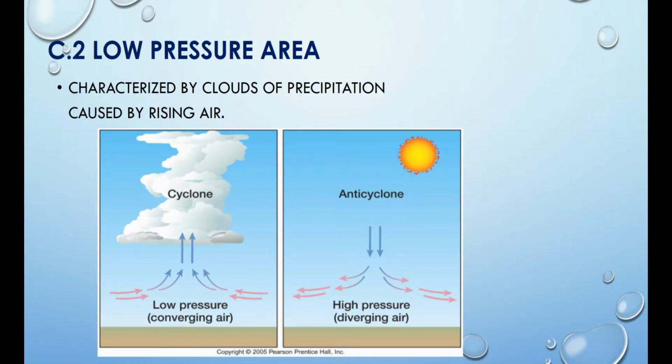Next is the low pressure area, characterized by clouds of precipitation caused by rising air. Dito sa low pressure area, it is a region where the air pressure is lower than that of the surrounding location. So, this is the comparison of the low pressure and then the high pressure.